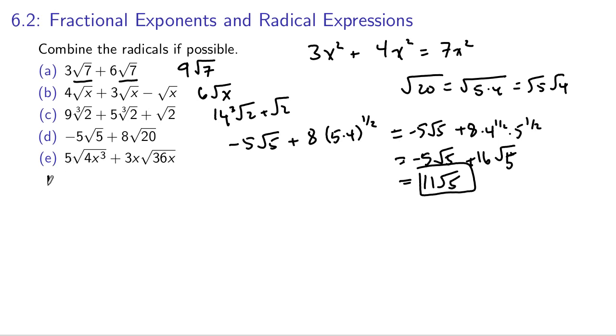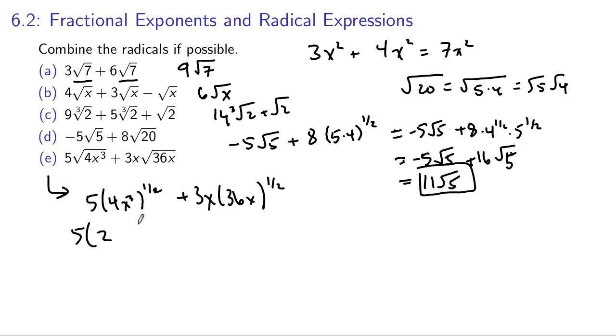Part E, we have 5, and here we're going to need fractional exponents. 4x cubed to the 1/2 plus 3x, 36x to the 1/2. So let's combine things and see what happens. So we have 5, 4 to the 1/2. Remember, we have to take the 1/2 power of 4 and the 1/2 power of x cubed. So the 1/2 power of 4 is 2. Remember, square root of 4 is 2.